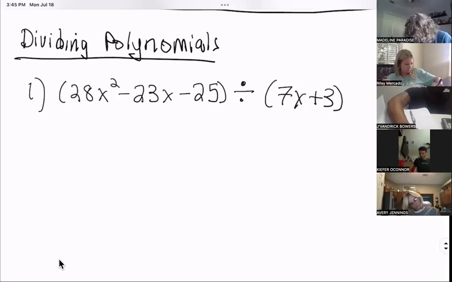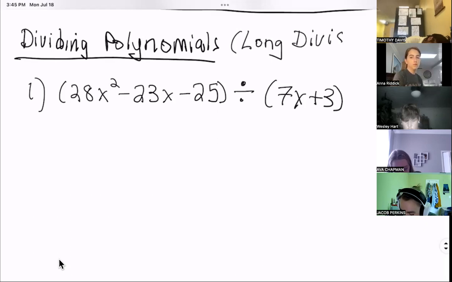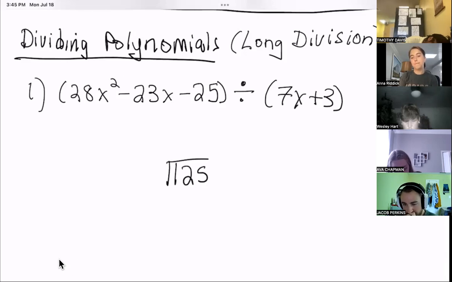So it's down to binomial. We can't do what we just did with the monomials. This is where we use long division. I'm actually going to put up here, long division. It is just like dividing in numbers. Let me just sort of write this down. I'm going to erase it. But let's say we have 125 divided by 5.